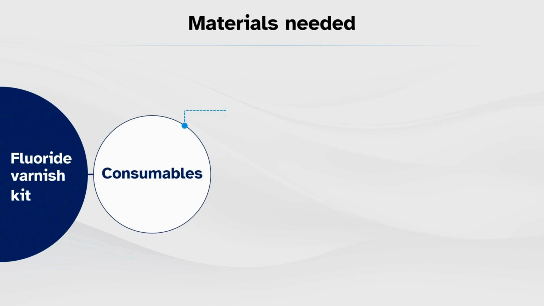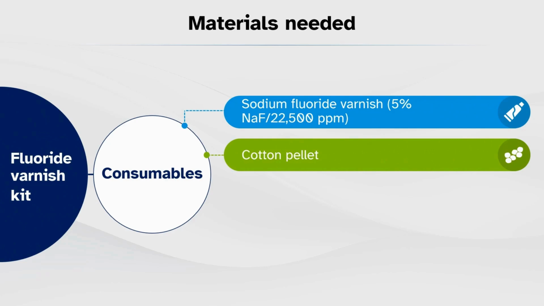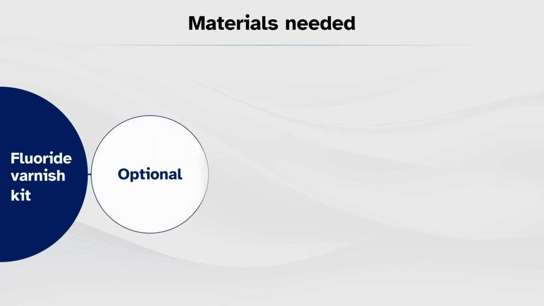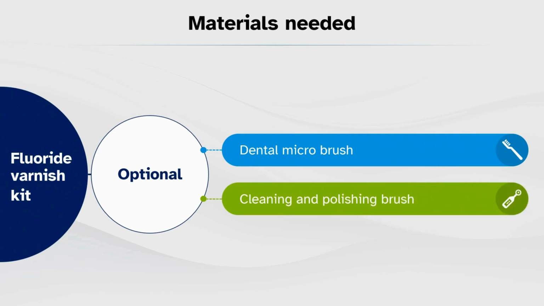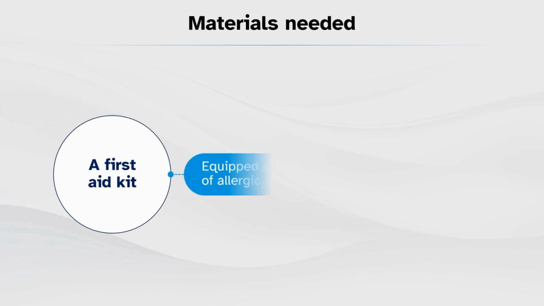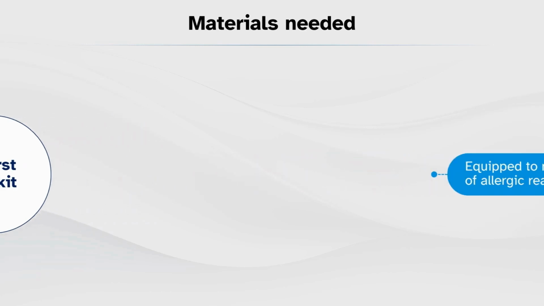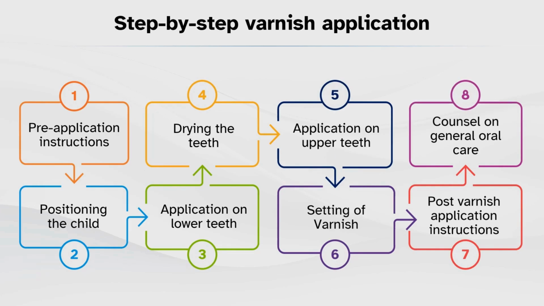Consumables such as sodium fluoride varnish, 5% sodium fluoride of 22,500 parts per million, cotton pellet, disposable cotton rolls, and floss. Optional items such as dental micro brush, cleaning and polishing brush can be included based on the availability. A first aid kit equipped to manage a rare event of allergic reaction should also be available when performing the procedure. Now, let us see the step-by-step application of fluoride varnish to young children.